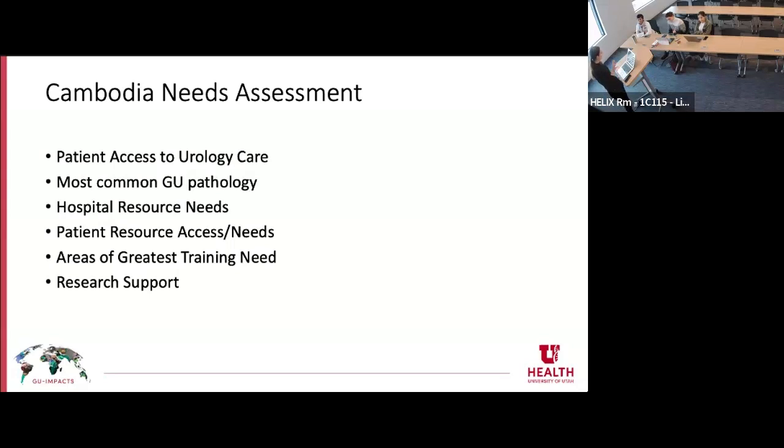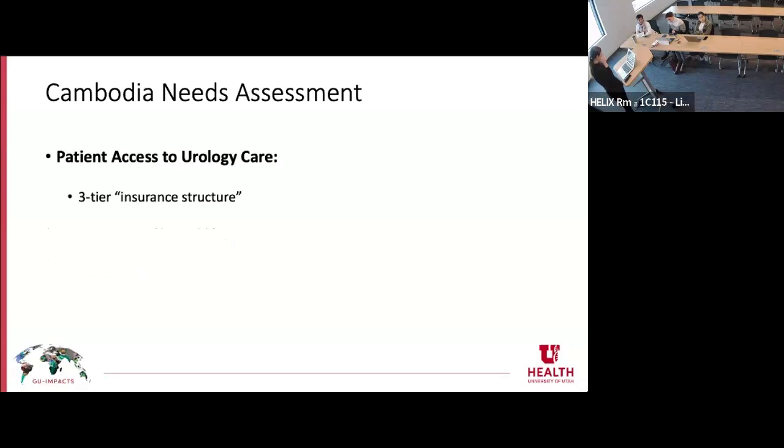And so this was all adult focused and not focused on pediatric. So in terms of patient access to urology care, I think you have to know how the system works in the country that you want to start a program in order to know where you should be working.